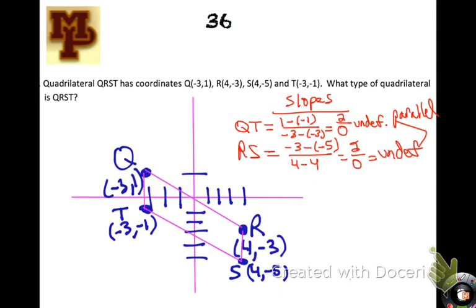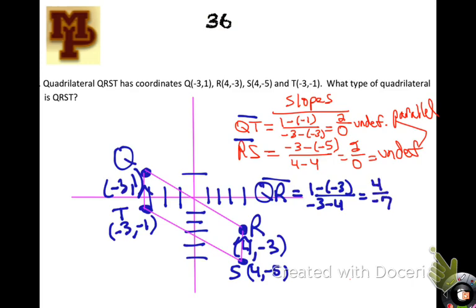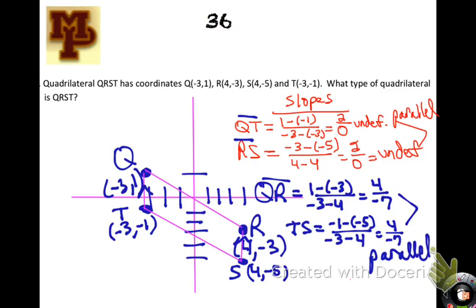All right, and then the next ones, so these are parallel. And then we want to see if the other ones are parallel, so that would be QR. Let's see, subtract the y's. So 1 minus -3, and then -3 minus 4. So that looks like it would be 4 over -7. So that's QR. Now let's do TS. So it would be -1 minus -5, and then -3 minus 4, and that would also be 4 divided by -7, so we'd have parallel there.